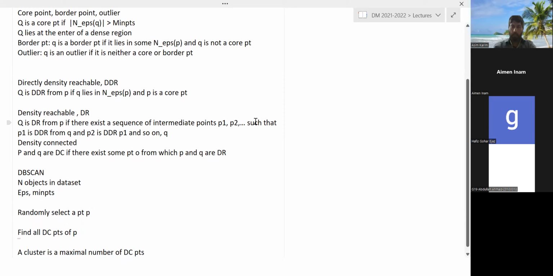So in other words, you are basically determining whether P is a core point, border point, or outlier.